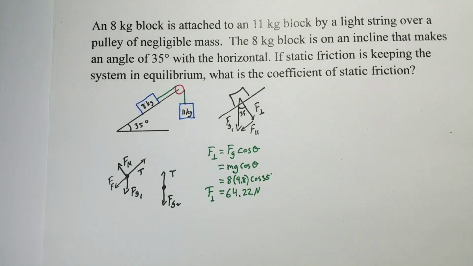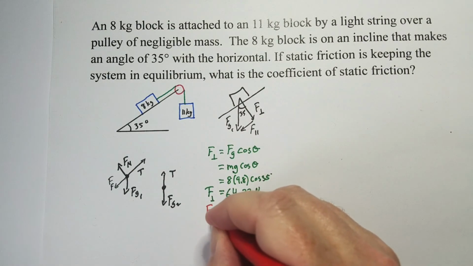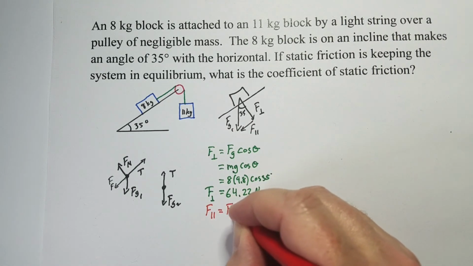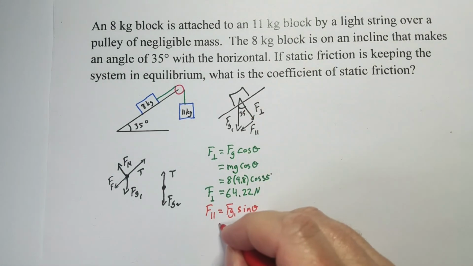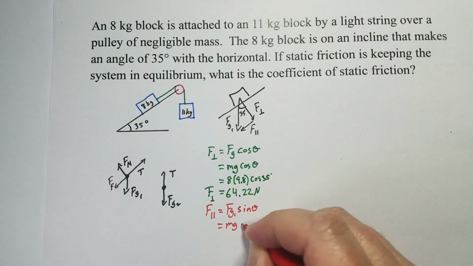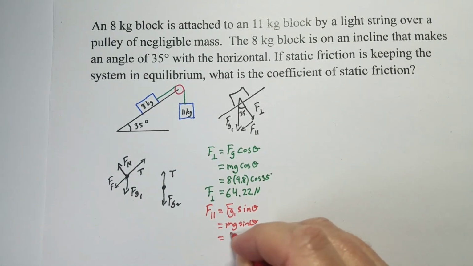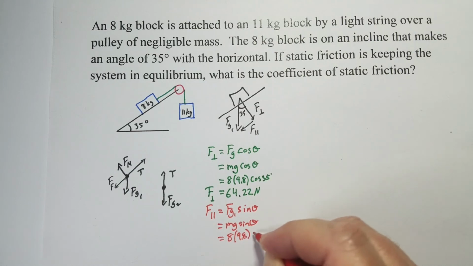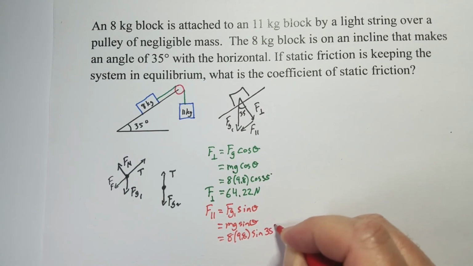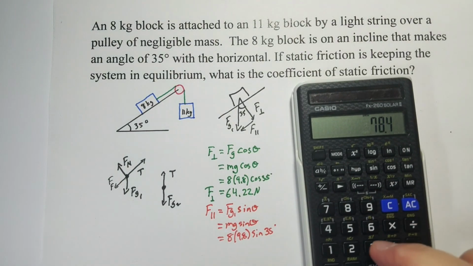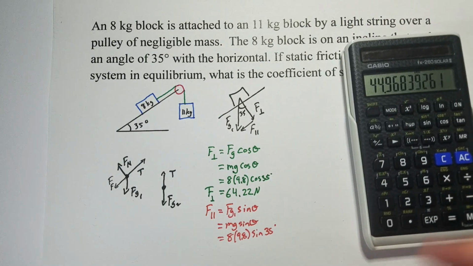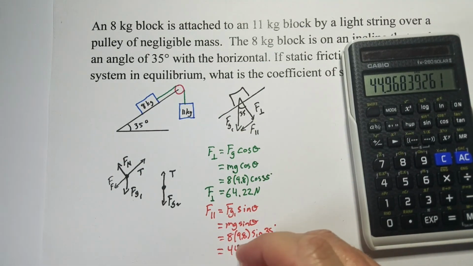Let's do the same thing with the parallel component. Force parallel will be equal to Fg of the first one times, this time, the sine of the angle, because we're doing the opposite side. So that's going to be m1 g sine theta. So that's 8 times 9.8 times the sine of 35 degrees. So 8 times 9.8 times sine 35 gives me 44.97 newtons for the force parallel.